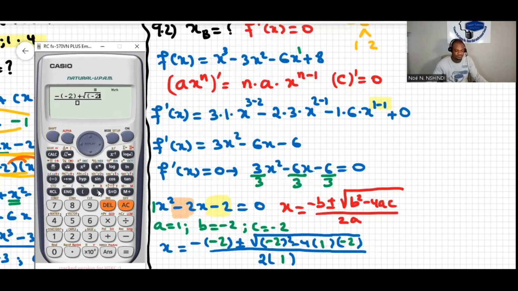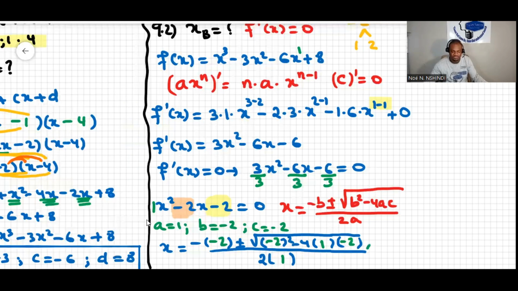b, which is -2, b squared minus 4, and then a is 1, and c is also -2. We close the bracket there, and then over 2a, where a is just 1, okay? When we hit equal, we have the results. We have two solutions. The first solution is x equal to 1 plus root 3, okay?